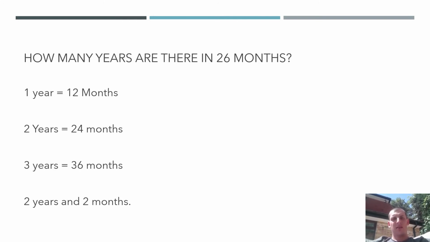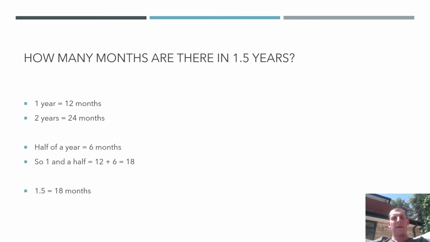Right, let's do one more. How many months are there in 1.5 years? 1.5 years is just the same as saying one and a half years. How many months are there in 1.5 years? So, 1 year equals 12 months. 2 years equals 24 months.